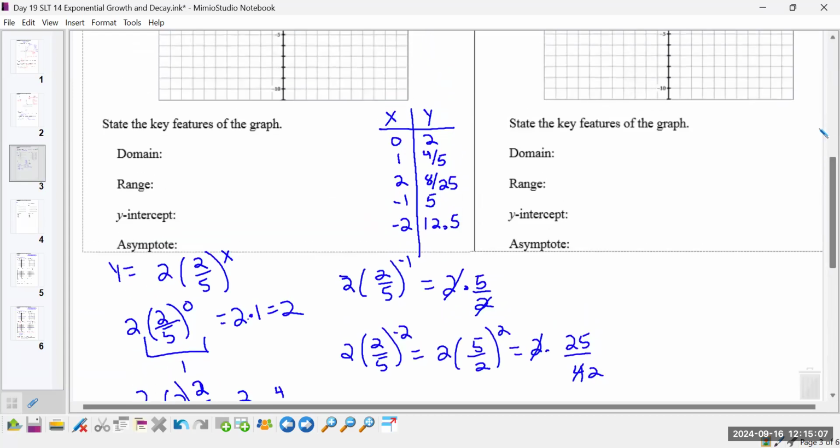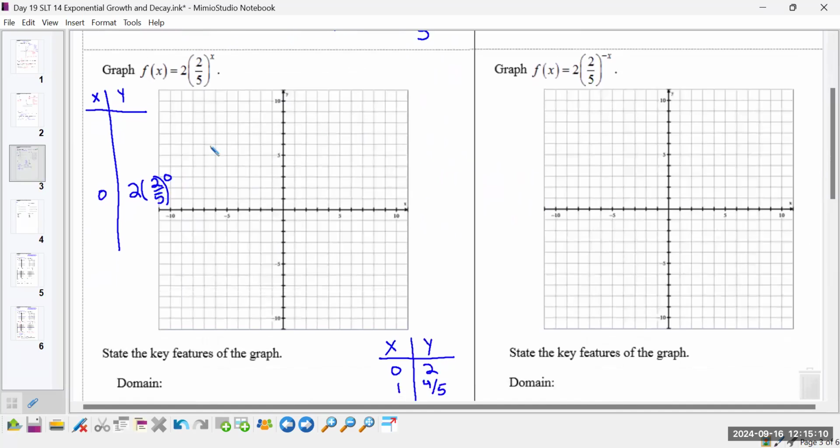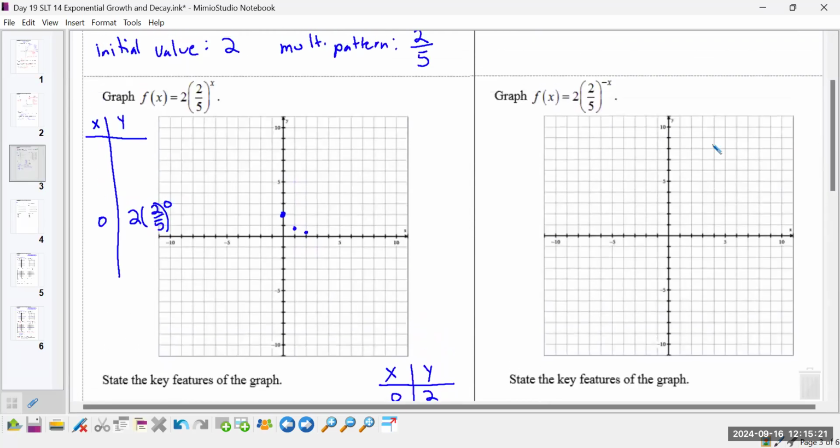So let's go ahead, bring our graph back up here. And we've got 0, 2. We've got 1, a little less than 1. And then 2 is significantly smaller. And then negative 1 was 5. And then negative 2 is 12 and a little bit. So again, we can see the graph is a decay graph. It's coming down. And again, if I put in bigger numbers, multiplying by 2/5 is going to make it get smaller and smaller. I'm going to dot in my asymptote.